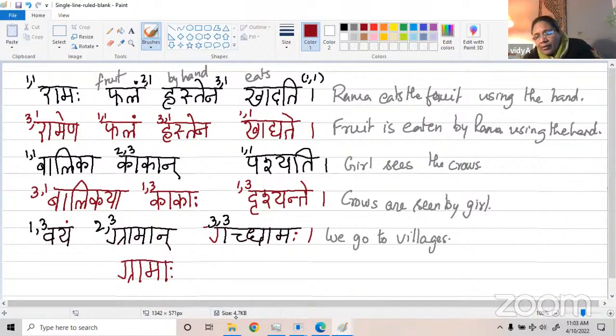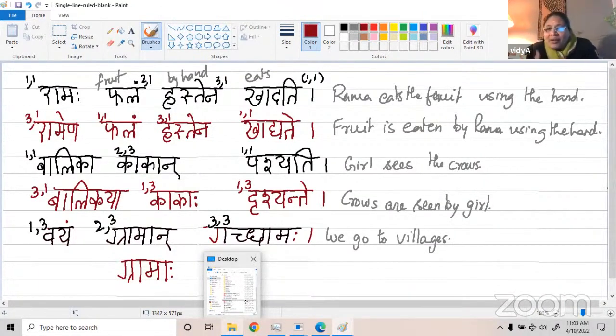Vidyaji, I'm sorry to interrupt, but the vayam and then the verb don't match with numbers. 1-3, 3-3. Correct, right? They match. Vayam gacha. Don't look at the numbers. But now tell me, is the sentence correct? Vayam graman gachamaha. Is that correct? Yes. Okay. All right.